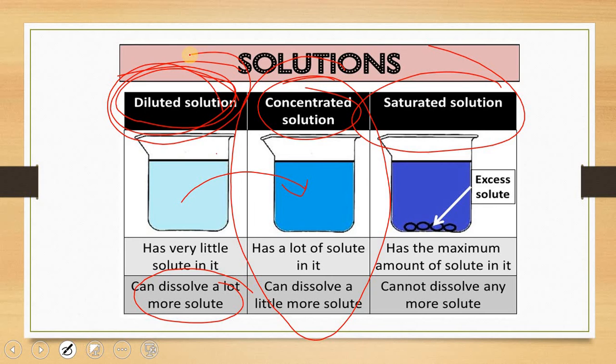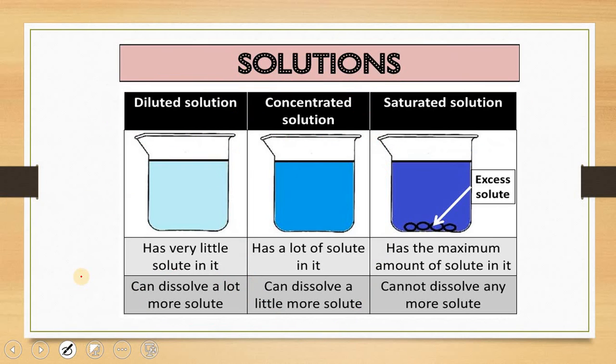Okay, so for example, dilute solution ni, for example, I have maybe one spoon of salt. For concentrated, maybe I put 2 spoons of salt. Okay, and saturated solution has the maximum amount of solid in it. So what does it mean, has the maximum amount of solid in it? Means that if you put more salt or more sugar, it won't be able to dissolve.